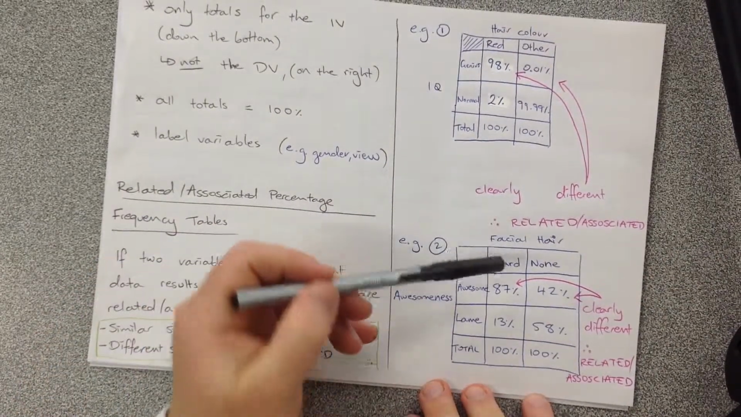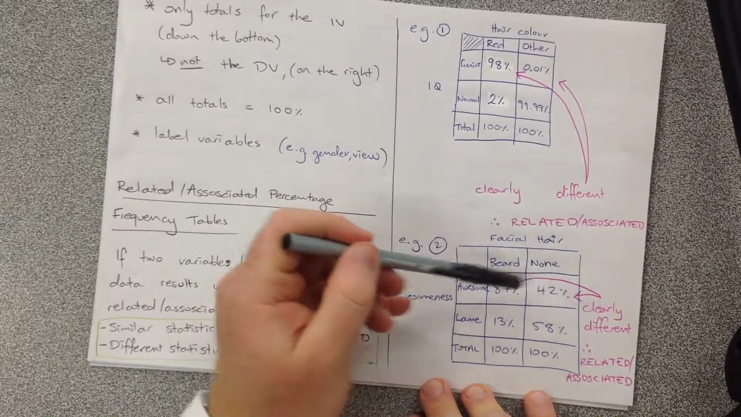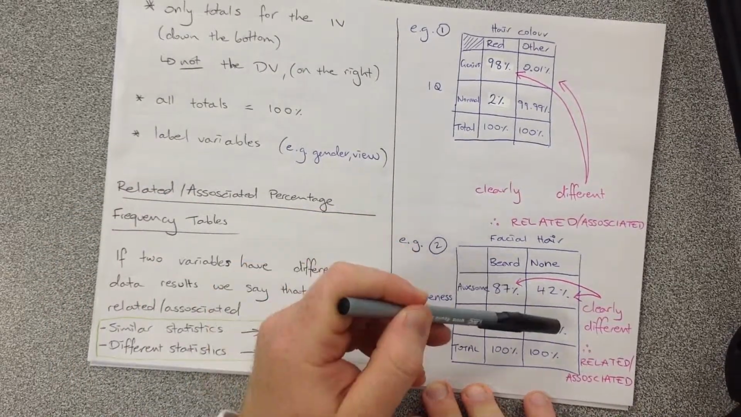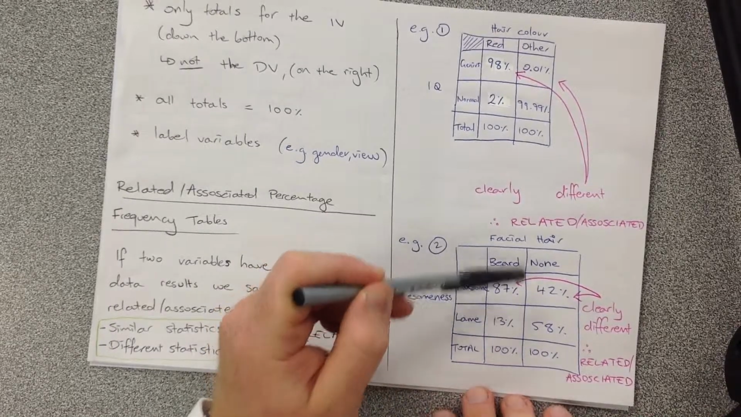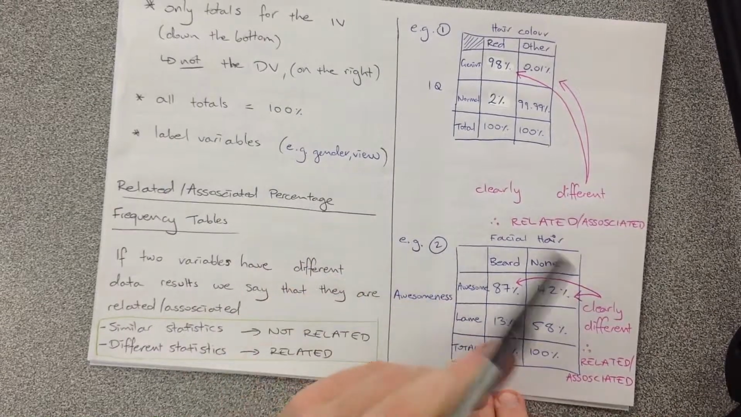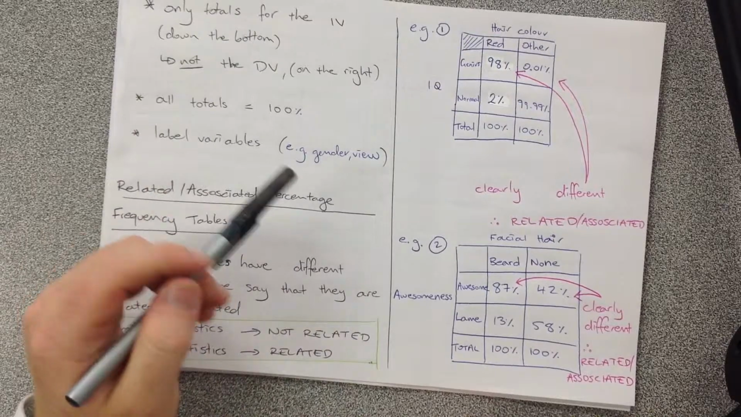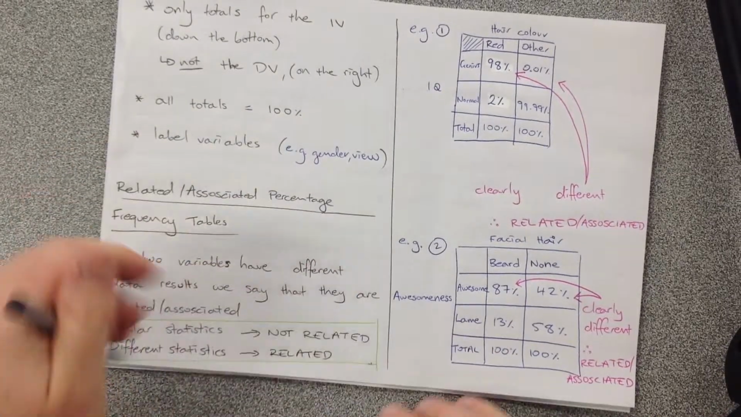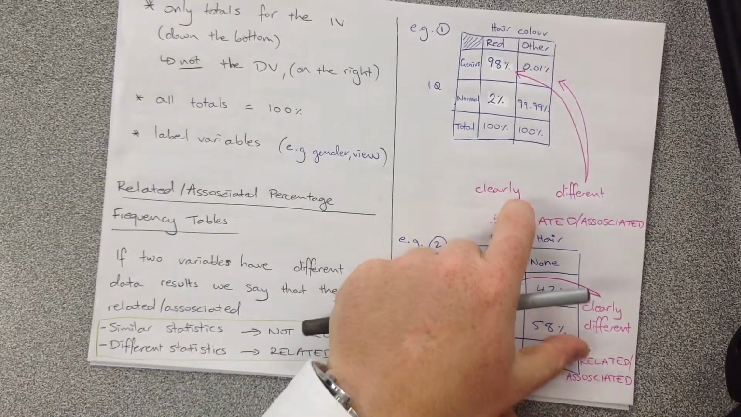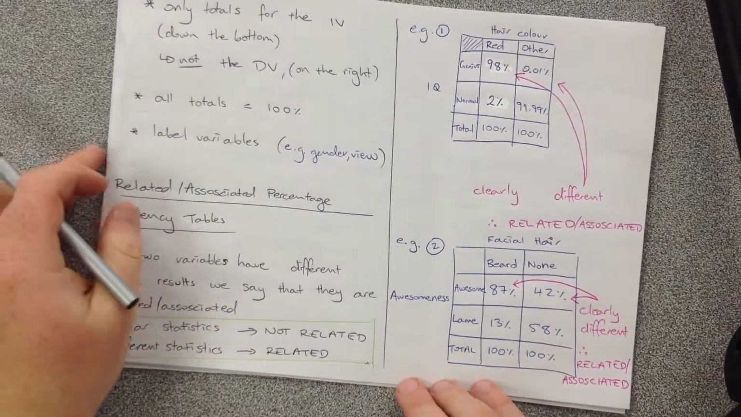Let's look at another example. Here, facial hair and awesomeness. You can see here, these two are very different again, and these two are very different again. So we would say that facial hair and awesomeness are related or associated. So they're the words we're going to use. They're either going to be related, or if you want to say associated, you can, or not related or not associated. I've chosen to go with the words related and not related, but you could go with associated if you would like to, but I reckon related is easier.